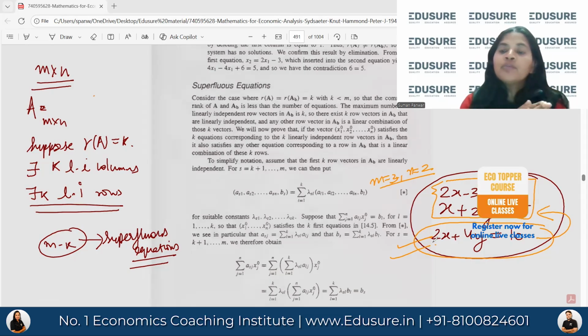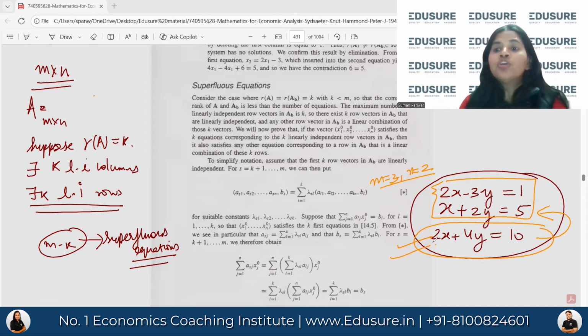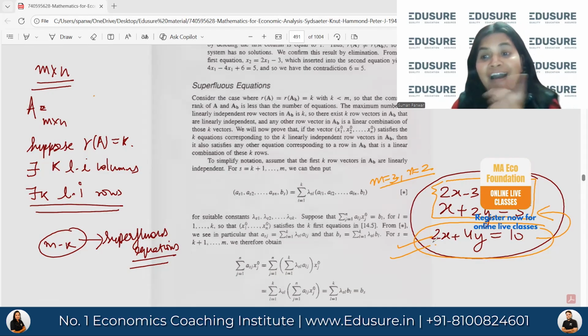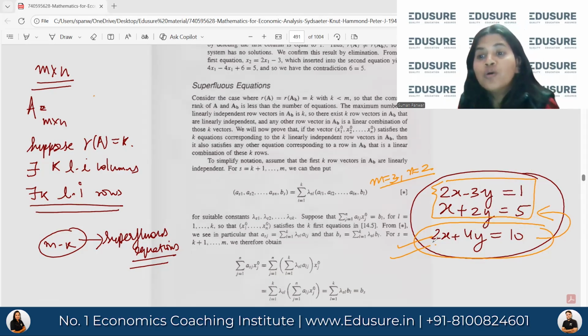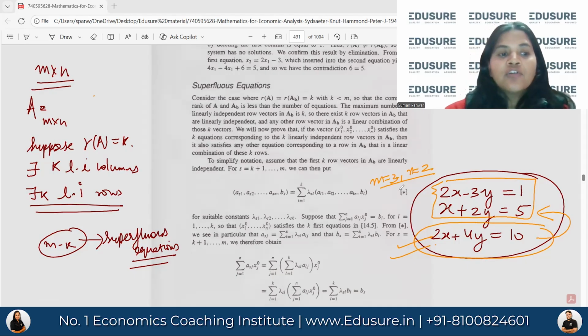So if you have m equations and n variables, that means the dimension of the coefficient matrix will be m by n. If the rank of the matrix A is k, it means there are k rows in A which are linearly independent. That means there are k equations which are linearly independent. That means the remaining m minus k equations are dependent on these k equations, and they are known as superfluous equations. So that is the concept of superfluous equations.